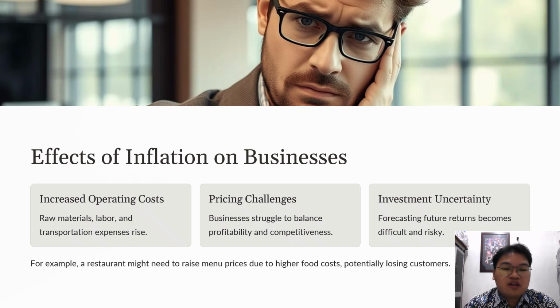Effect of inflation on business. Increased operating costs: raw materials, labor, and transportation expenses rise. Pricing challenge. Businesses struggle to balance profitability and competitiveness. Investment uncertainty. Forecasting future returns becomes difficult and risky. For example, a restaurant might need to raise menu prices due to higher food costs, potentially losing customers.